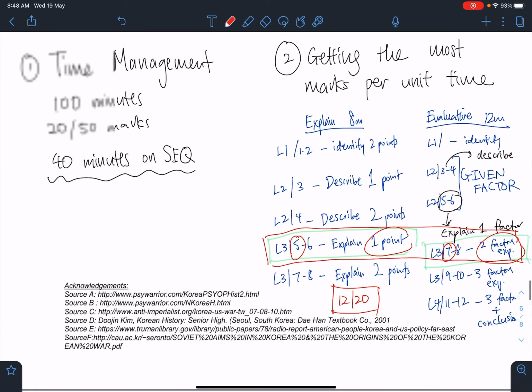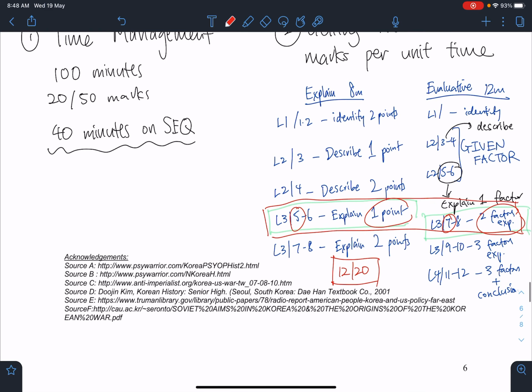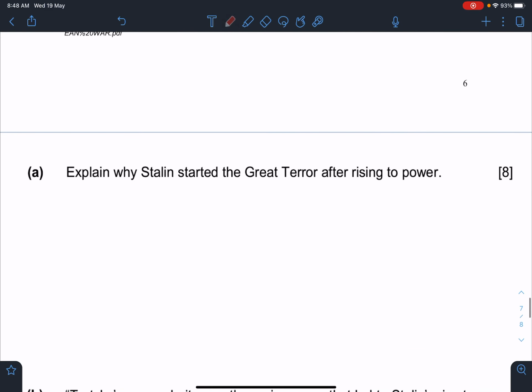Now, let's go to the questions proper. I'm going to go through them one by one. Okay, let's have a look at Stalin's Great Terror.